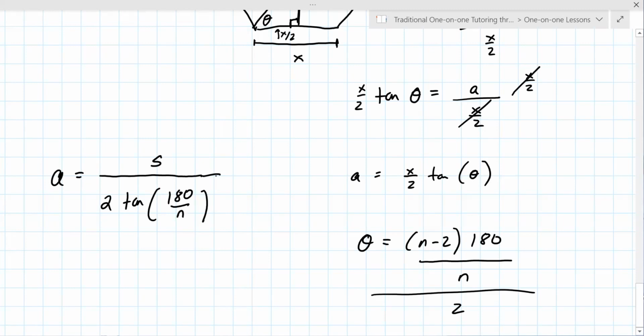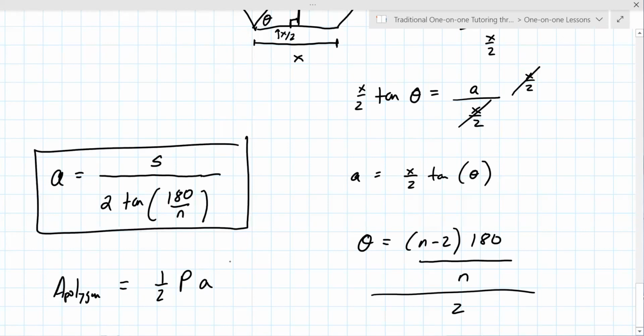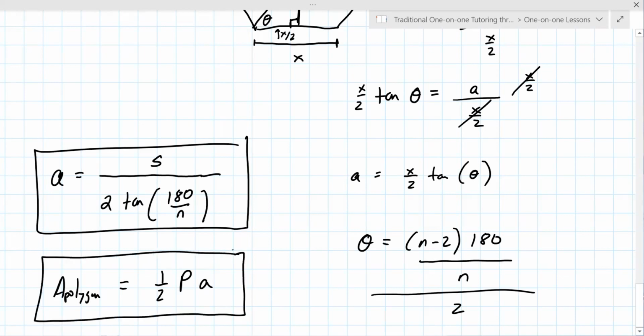Okay. So the area of your polygon for all of these is going to be 1/2 the perimeter times the apothem. And the apothem is this formula right here, and the area of the polygon is this formula right here. So you want to get both of these down for the moment. Then we'll go back and do a problem because they're all going to be the same.